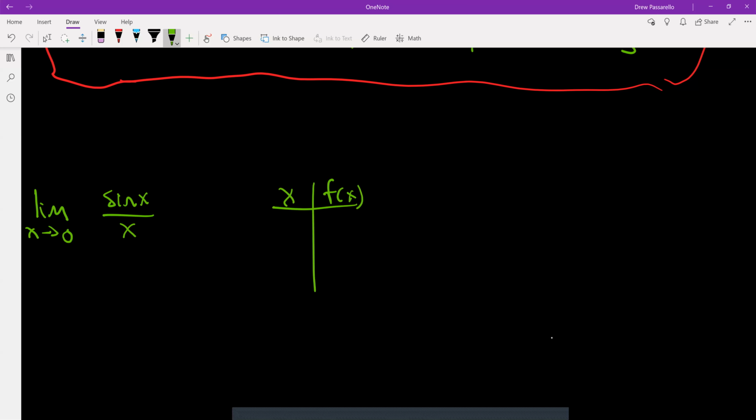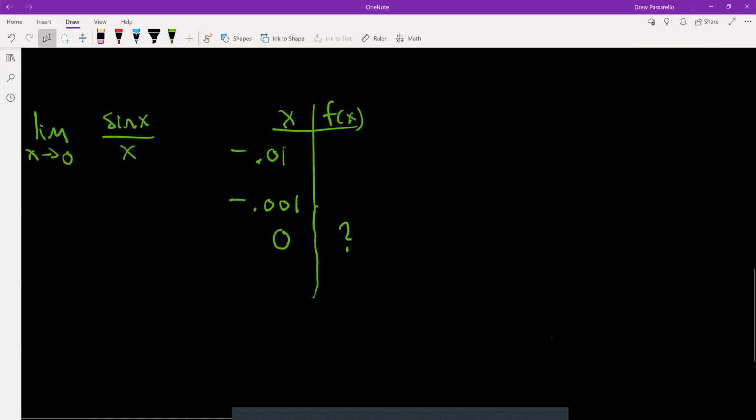I'll pick 4 values, 2 of them to the left of 0. Like for instance, I could have negative 0.01, negative 0.001. And then it gets to 0, which is the question we want to find out. And then 2 to the right of 0, we could have 0.001 and then 0.01.